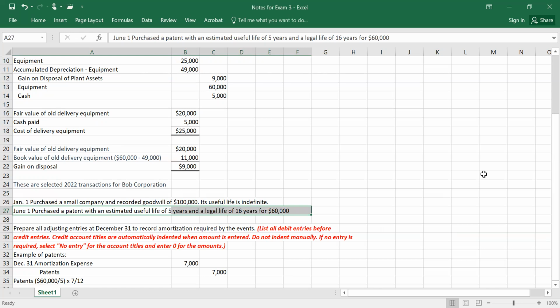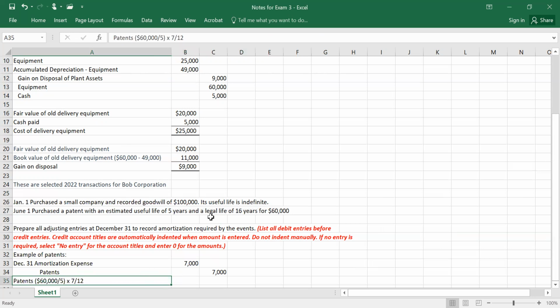It has an estimated useful life of 5 years and a legal life of 16 years, and the cost was 60,000. So to figure out what our entry is going to be on December 31st, we take the patent amount, which is 60,000, divide it by its number of years, which is 5, then multiply it by 7/12. We purchased this June 1st. So June, July, August, September, October, November, December, that's 7 months out of 12. So 60,000 divided by 5 times 7/12, you will get $7,000. So you're going to debit amortization expense and credit patents for 7,000.